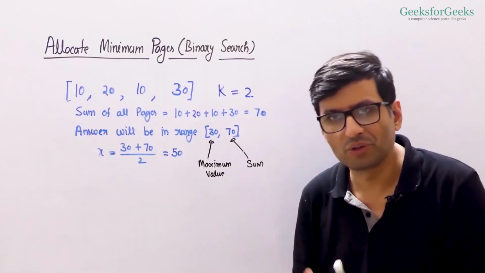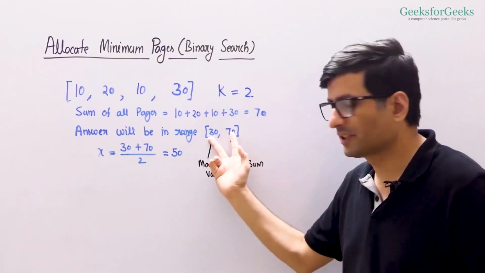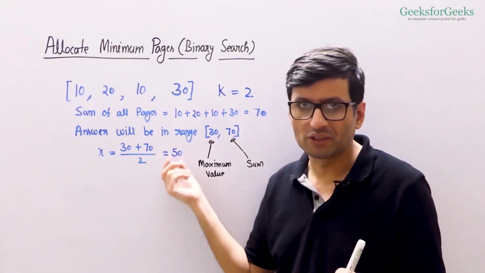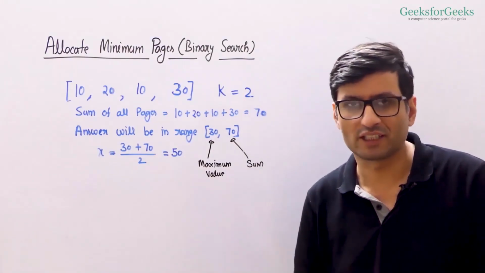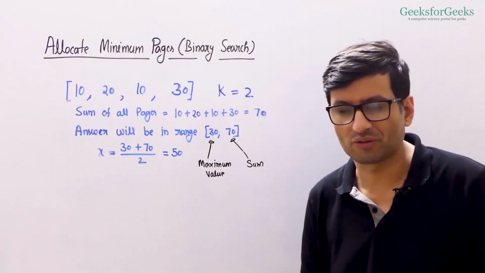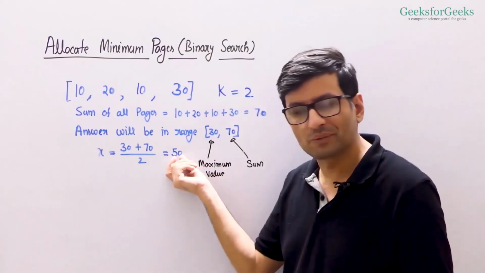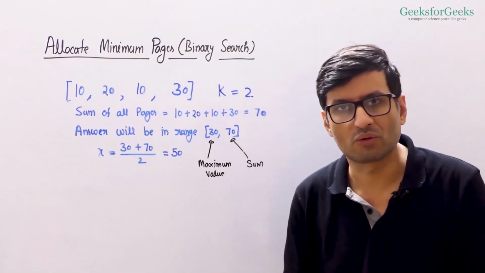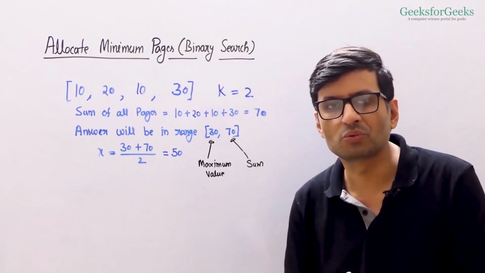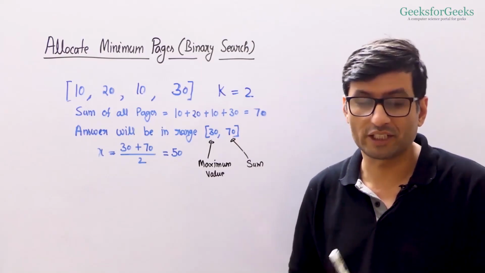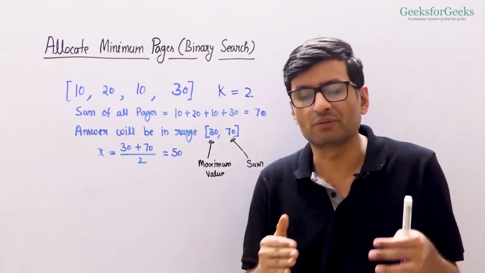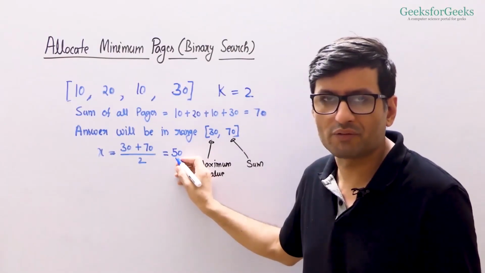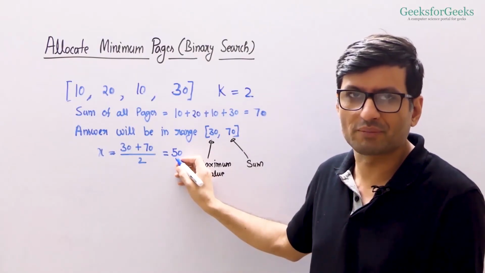Now what we are going to do here is binary search in this range. We are going to first try with answer 50. We are going to check if 50 is an answer or not, if 50 is a feasible solution or not. How do we check if 50 is a feasible solution or not? We are going to find the number of students required such that no student reads more than 50 pages, right? If 50 is an answer, then no student should read more than 50 pages. So we try to figure out how many students are required for 50 pages maximum.